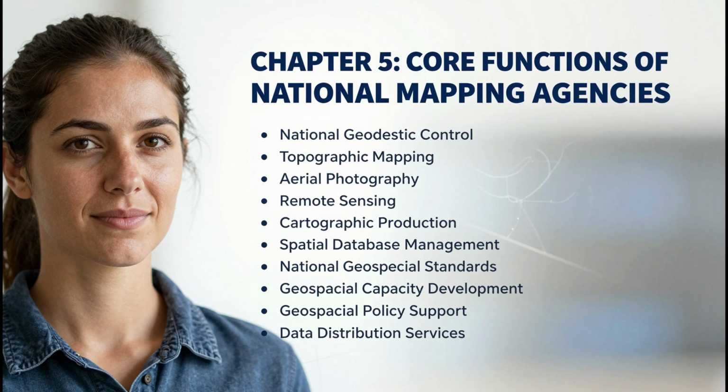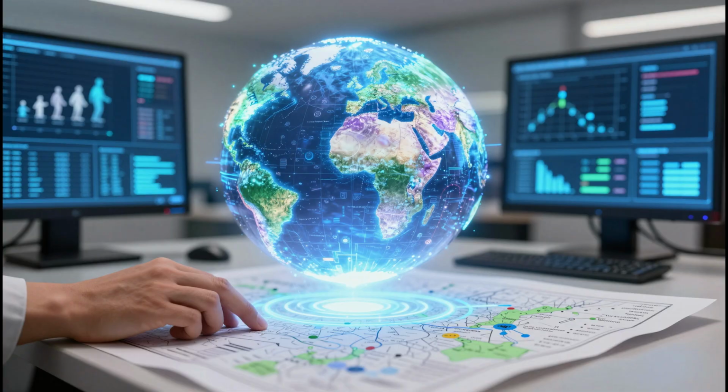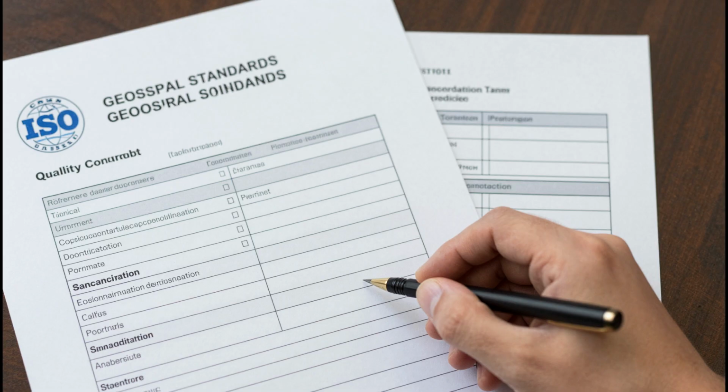Chapter 5. Core functions of national mapping agencies. Although structures vary, most agencies perform similar functions. These include national geodetic control, topographic mapping, aerial photography, remote sensing, cartographic production, spatial database management, national geospatial standards, geospatial capacity development, geospatial policy support, and data distribution services. These activities form the backbone of national geospatial infrastructure.